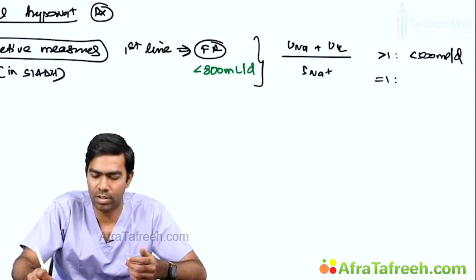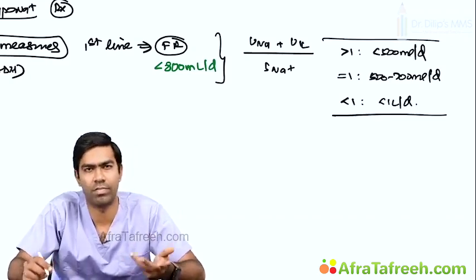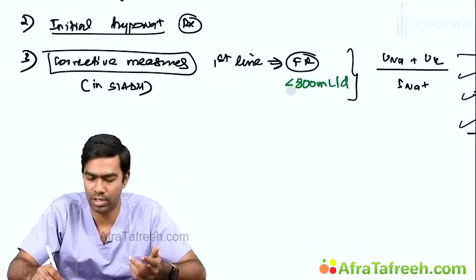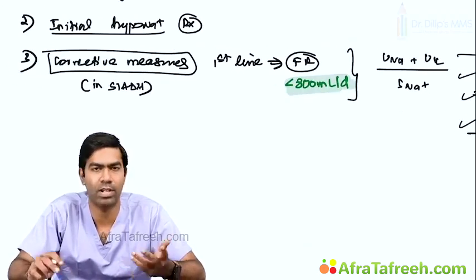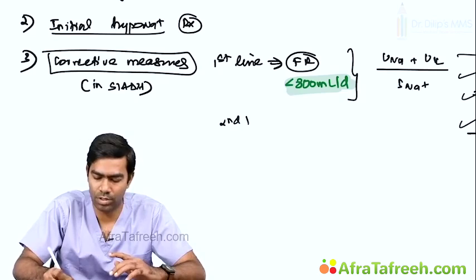If this value is equal to 1, you give a restriction of 500 to 700 ml per day. And if this value is less than 1, you can give a restriction of less than 1 liter per day. So these are the ways to find out how much fluid restriction you need. But typically, if you don't know anything, you can just say fluid restriction should be somewhere less than 800 ml per day.